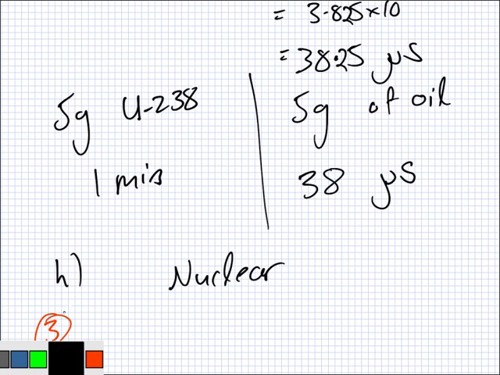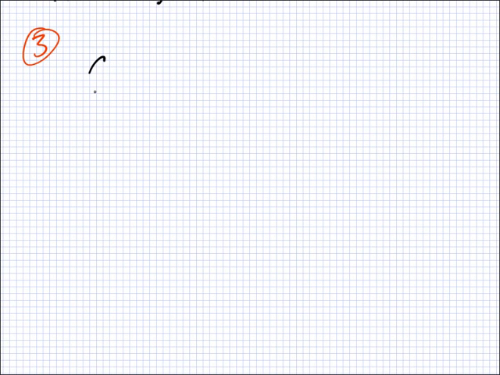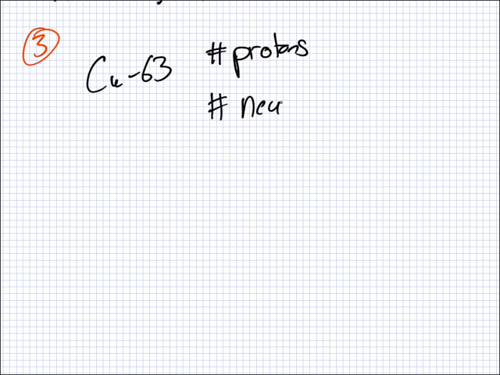Three. What is the mass defect of copper-63? Okay. So, copper-63. We need to first know two things. How many protons and how many neutrons. So, using your periodic table, how many protons are in copper?